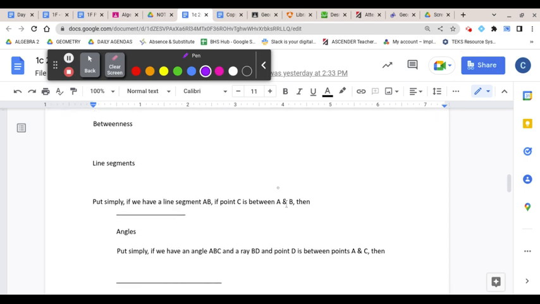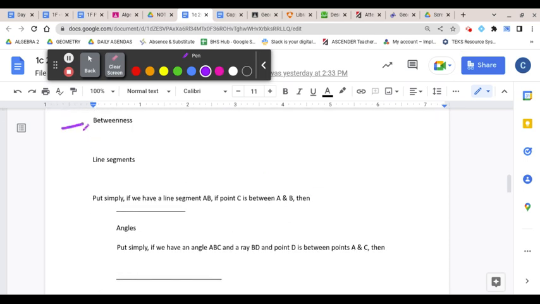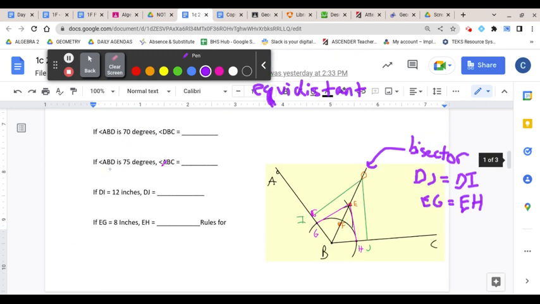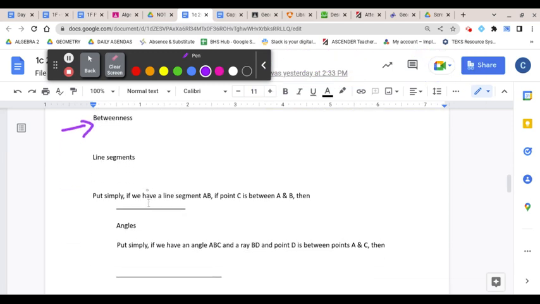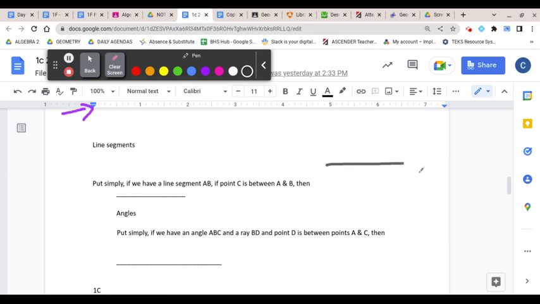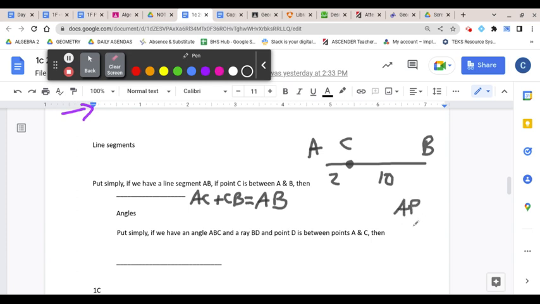Last thing I want to do here is betweenness. All right, you can try these practice problems there once I'm done with the video. If we have a line segment AB and point C is in between. So we have a line segment from A to B. We have point C that's somewhere in between. Okay? Then all we know is that AC plus CB equals AB. Which means if AC has a length of 2 and CB has a length of 10, excuse me, then AB has a length of 12.